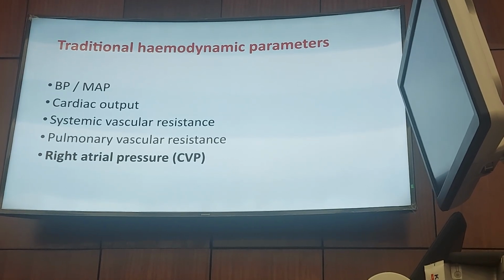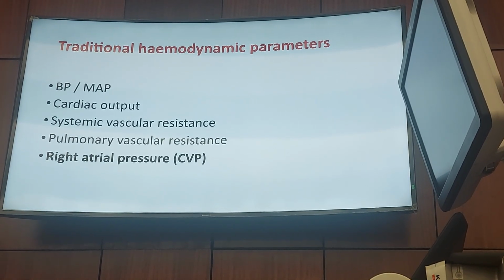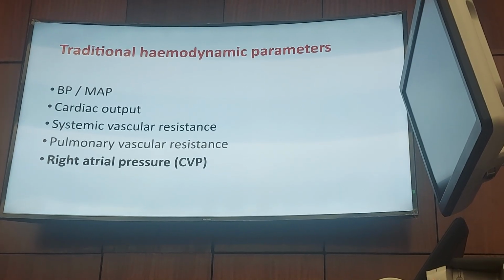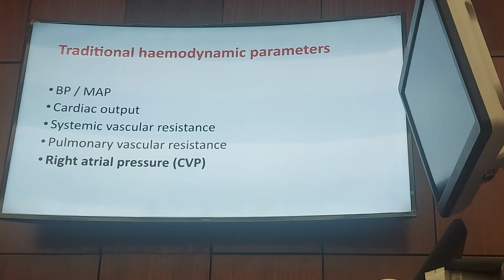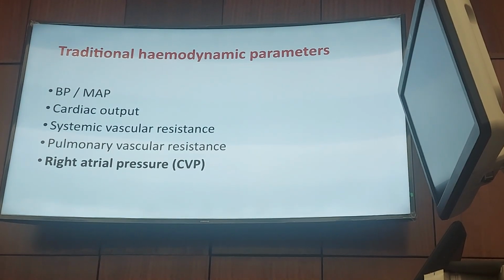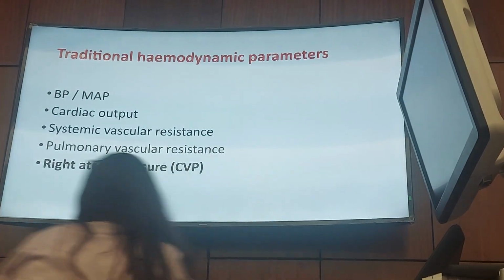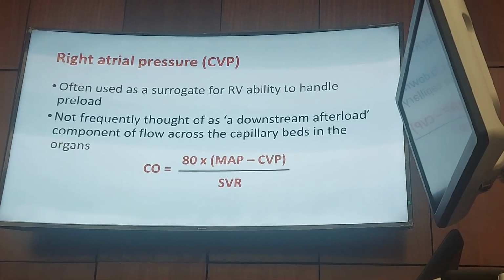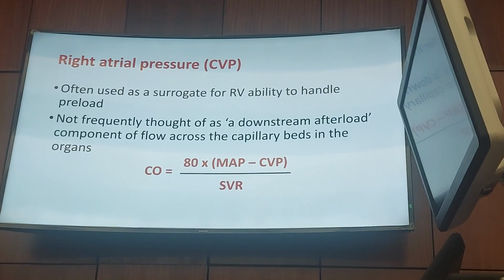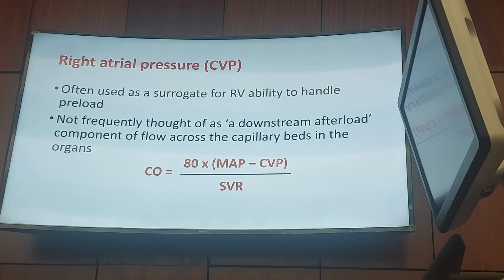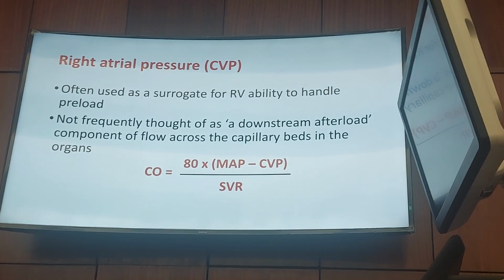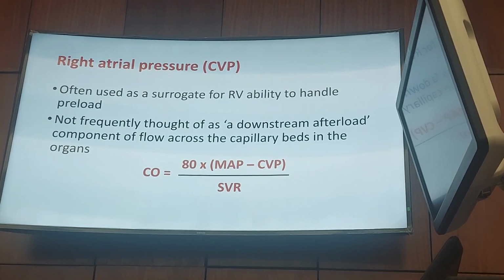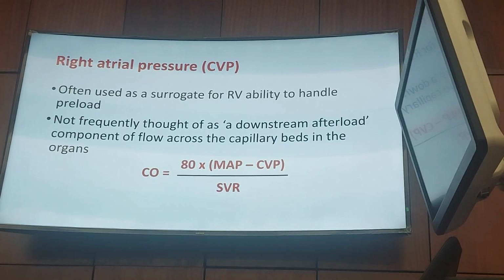And the traditional hemodynamic parameters, as we all know, include the mean arterial pressure, systemic pulmonary vascular resistance, and the CVP. We all know the CVP, we all use the CVP. Some of us believe in CVP, some of us don't, but it remains an important hemodynamic parameter. But we tended to think of the CVP entirely as a preload parameter of the right heart. We didn't think much of the CVP as the afterload of flow across the organs in the splanchnic bed.